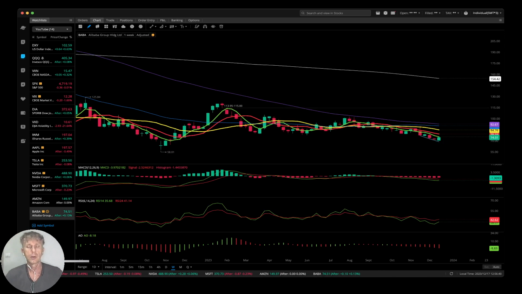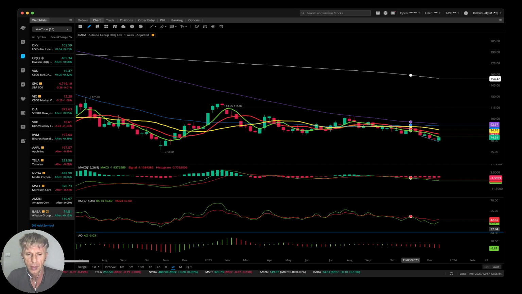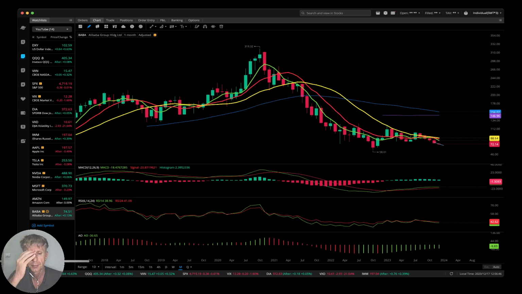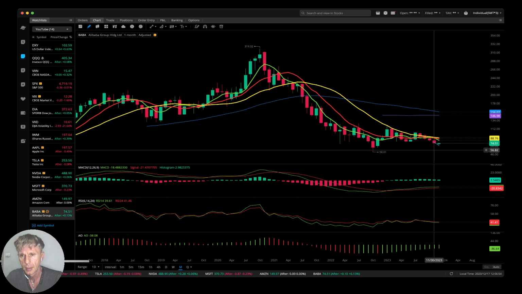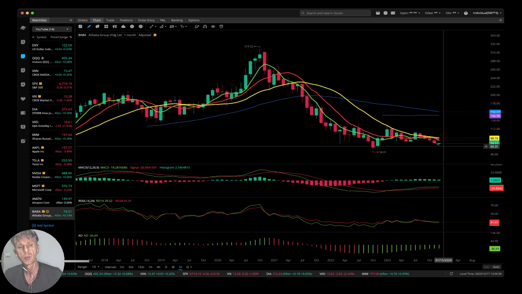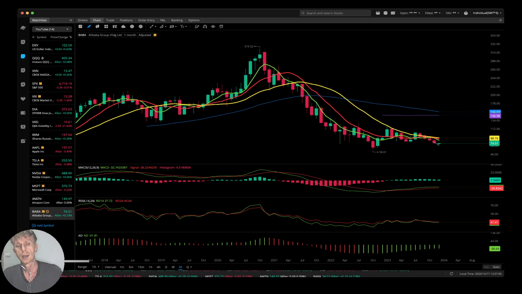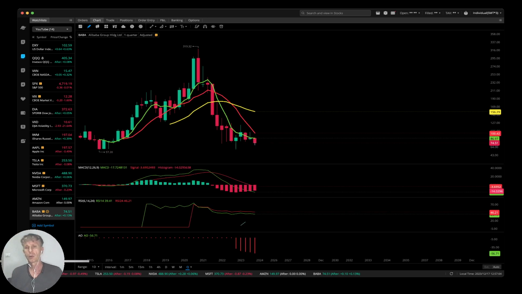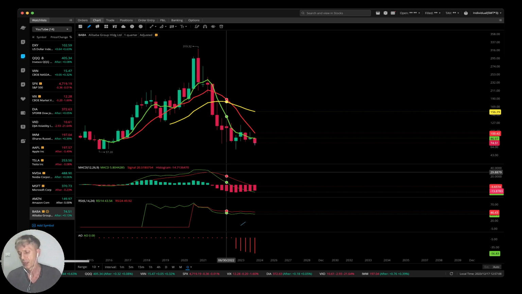BABA, Alibaba Group, weekly time frame, last bar below all moving averages, bearish trend. Monthly, last bar below all moving averages, bearish trend below all moving averages. It is bearish trend, right? Monthly it is bearish. And quarterly, same bearish trend, last bar below all moving averages.